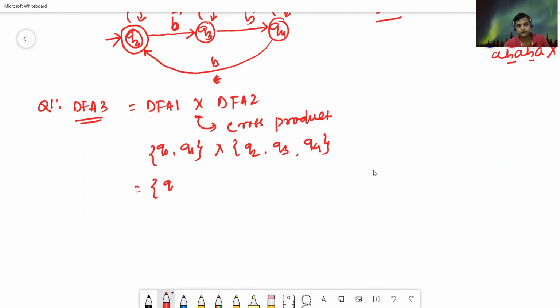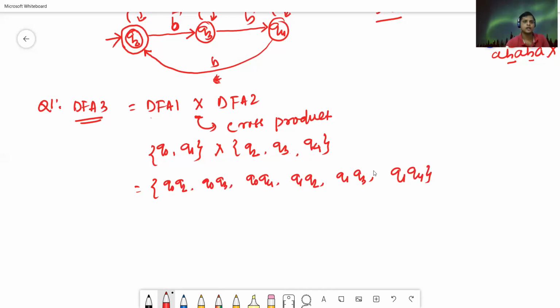This is Q0, Q2, then Q0, Q3, Q3, then Q0, Q4, then Q1, Q2, then Q1, Q3, then Q1, Q4. So DFA 3 contains how many states?